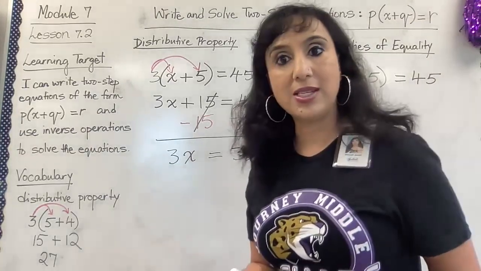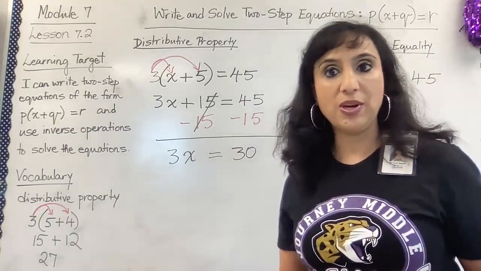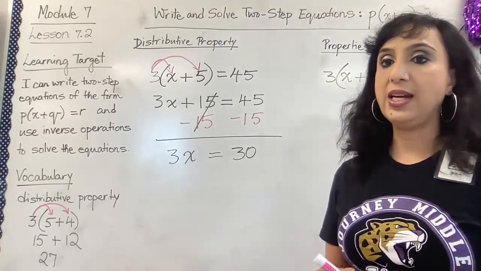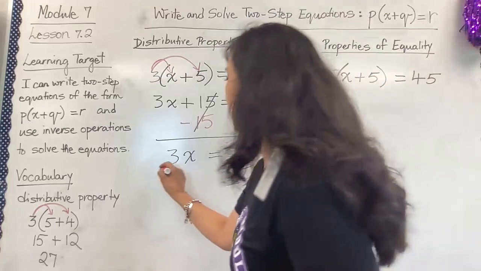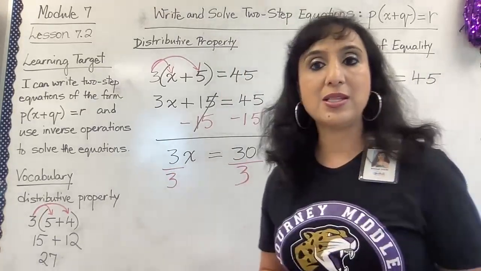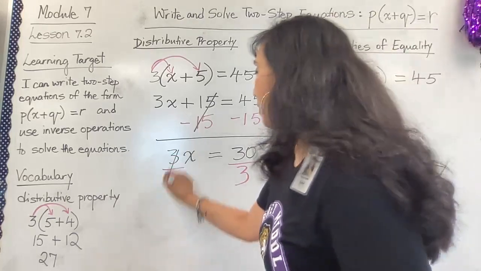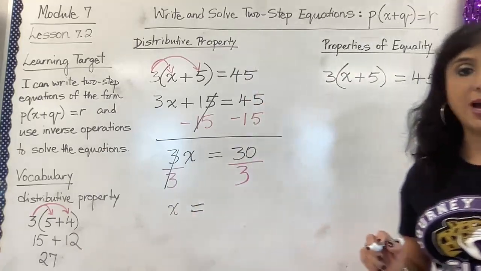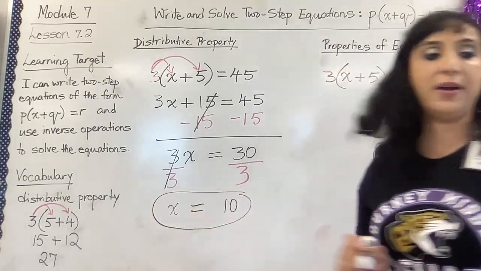And now it's a one-step equation. So 3x means 3 times x. The inverse operation of multiplication is division. So again, on both sides, I'm going to do the same thing, using the division property of equality, and I'm going to divide both sides by 3. And 3 divided by 3 gives me 1. Okay, and so 1 times x is x, and 30 divided by 3 is going to give me 10. So this is how I simplify.